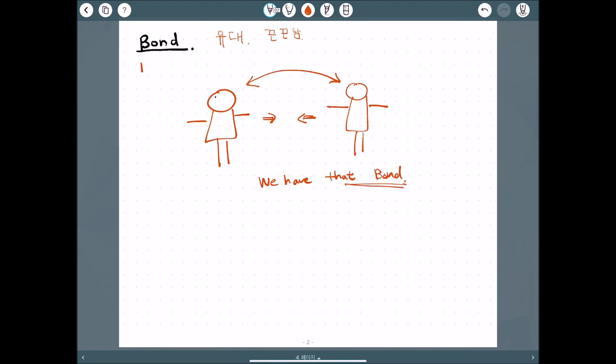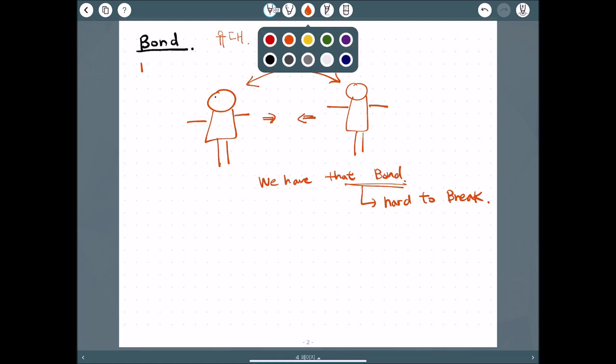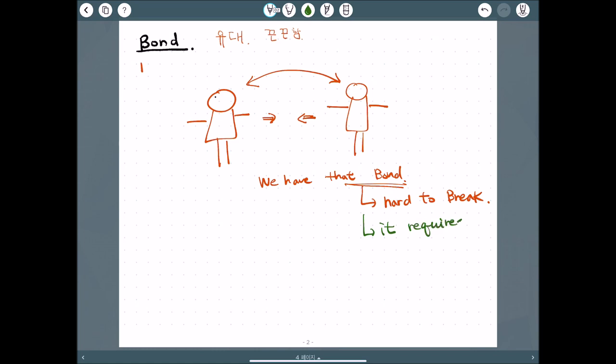And usually this bond is hard to break. In other words, it requires energy to break the bond, right? If you want to break the bond between your best friend and someone else, then you need to spend energy, right? You need to consume energy to do so, right? So it's the same thing.